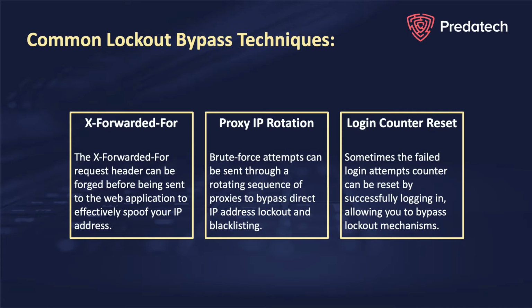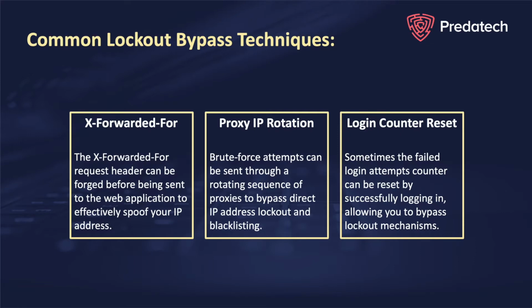So moving on to proxy IP rotation, and this is really similar to X-Forwarded-For, except instead of the web application locking IP addresses based on the X-Forwarded-For header, it locks out the direct IP address. So if you sent a request through a proxy, it would lock out the proxy IP address itself and not the original IP address of the client sending the request.